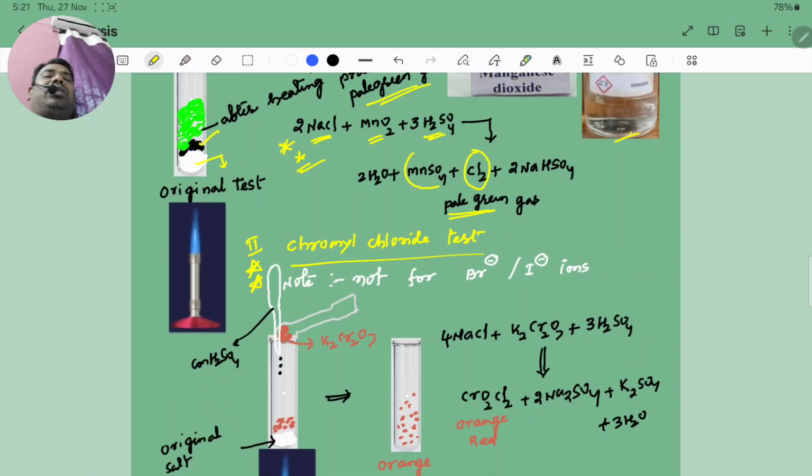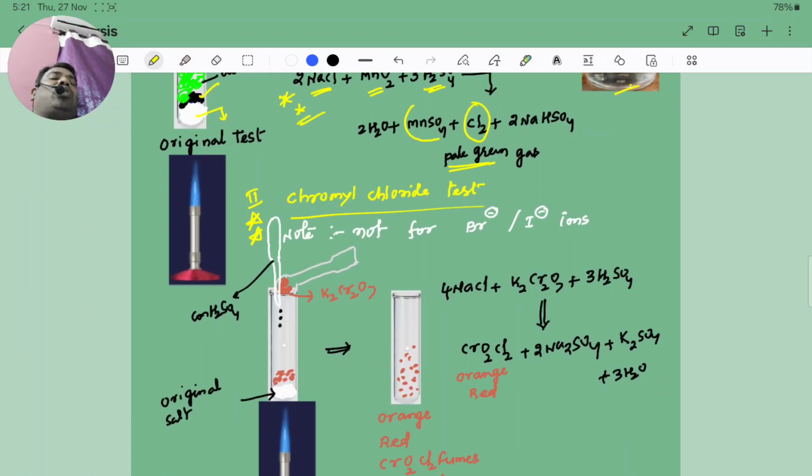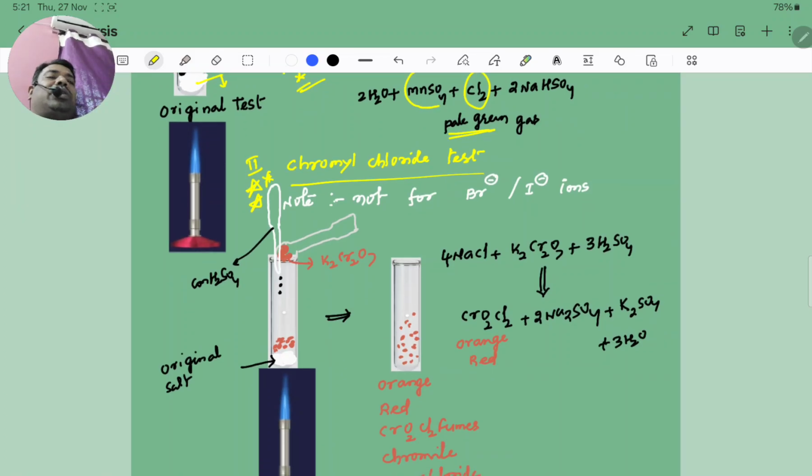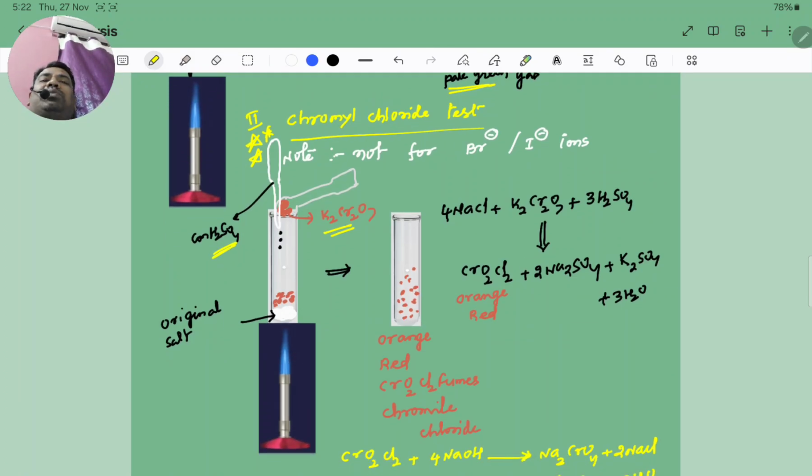Now this is the third reaction. This is the chromyl chloride test, student. So this is the most important reaction, right? Now how to do the chromyl chloride test, student, right? So same, student, take a clean and dry test tube, add the original salt, add a pinch of potassium dichromate, then add concentrated H2SO4, then start heating, right? So after heating, student, this will produce orange red color fumes, that is chromyl chloride fumes.